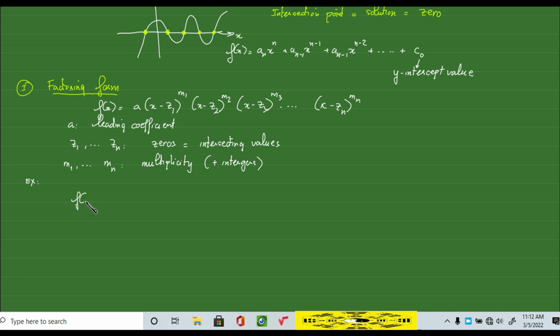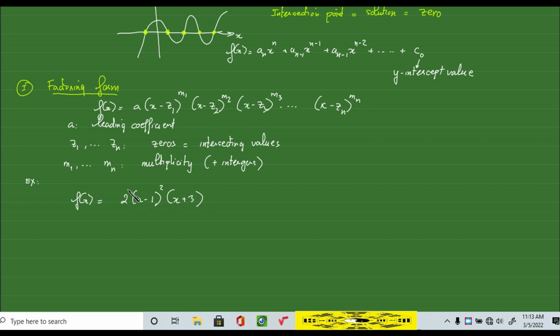What if I have a polynomial function in factoring form like this: (2x minus 1) raised to the second power times (x plus 3) raised to the first power. Here you go. This is a polynomial function. So in factoring form, you see the a value here is 2, and the 2 over here is m1, right? And this is m2. M2 over here will be 1.